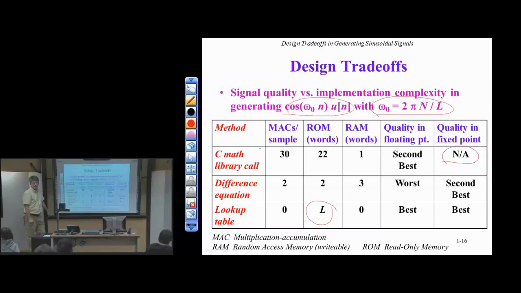Totally up to you. And so for trade-off, the C math library gives you the best quality, most complexity. Difference equation is low complexity, but also low quality. And finally, the lookup table is a lot of memory, no math, no multiplication. It gives you incredible quality. So using an embedded system, it's one of these two. It's either difference equation or lookup table for these trade-off reasons.